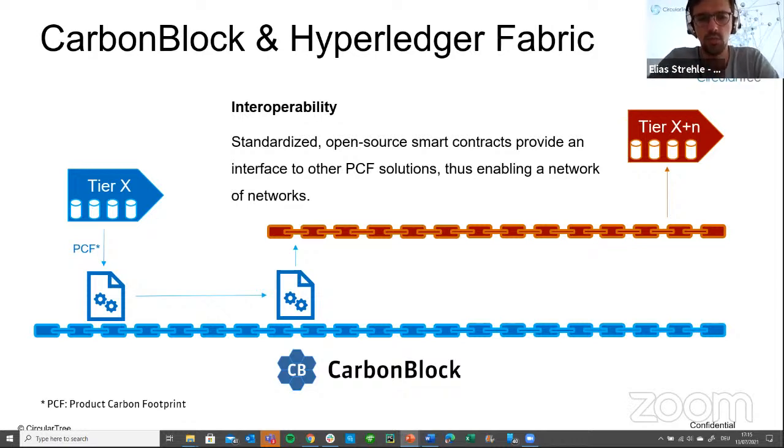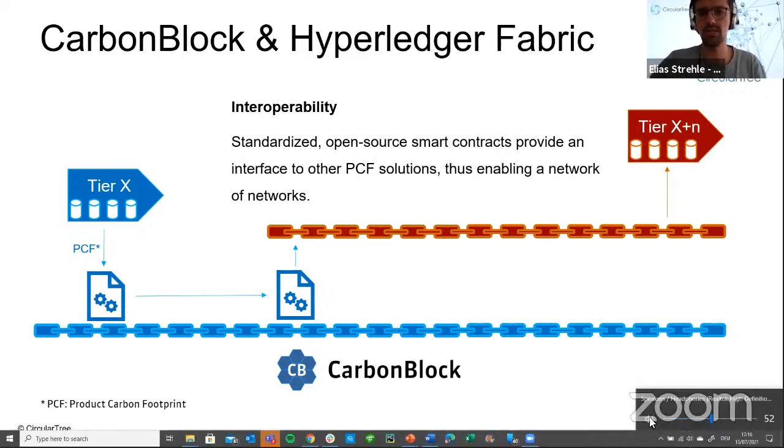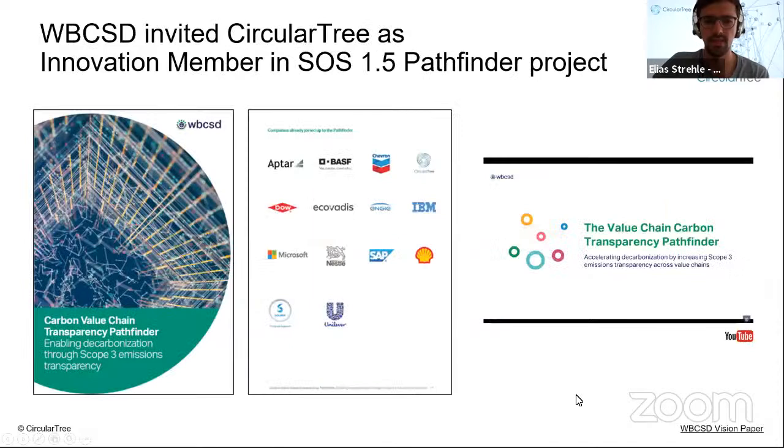And we can do this by connecting via the blockchain, because all the data and all the information that goes there is standardized and has an open source basis. So we can integrate our solution into a network of networks. Yeah, that was a quick dive into Carbon Block and Hyperledger Fabric and how we use blockchain. And now Katrin will continue. Thank you, Elias.